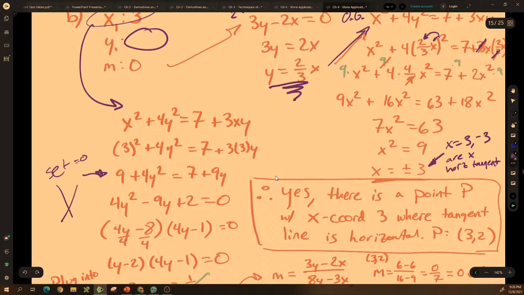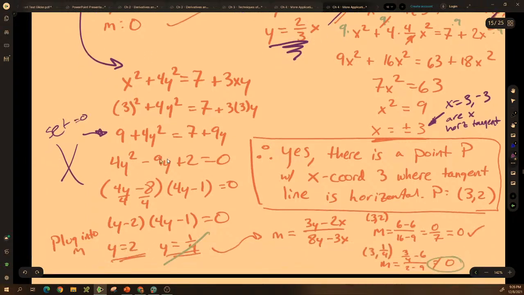Do whatever x method nonsense you want. And I like to kind of do it this way. 4 times 2 is 8. Two numbers that multiply to 8 and add up to negative 9 are negative 8 and negative 1. This gives me 4y minus 8 and 4y minus 1, but I need to divide out a 4. So you get y minus 2 and 4y minus 1. This part gives me y equals 2, and this part gives me y equals 1/4.